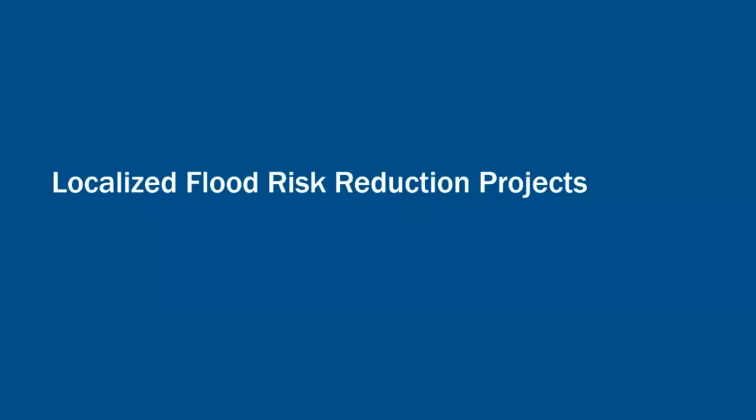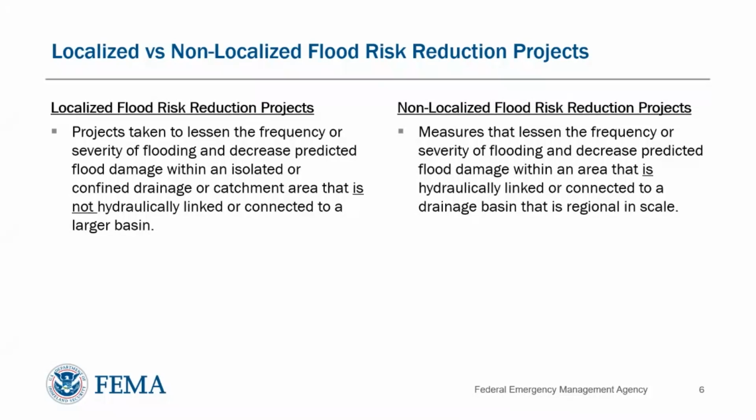Now let's explore the localized flood risk reduction project type. It's important to understand the distinction between a localized and non-localized flood risk reduction project. Localized flood risk reduction projects are implemented to lessen the frequency or severity of flooding and decrease flood damage within an isolated or confined drainage or catchment area that is not hydraulically linked or connected to a larger basin. Eligible projects reduce flood loss for single structures or facilities, groups of structures, or whole neighborhoods within an isolated or confined drainage area.